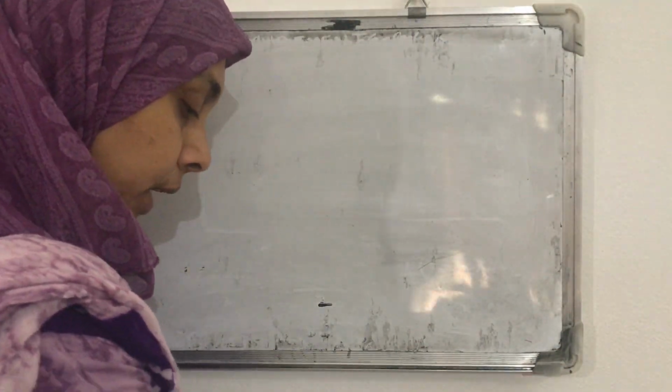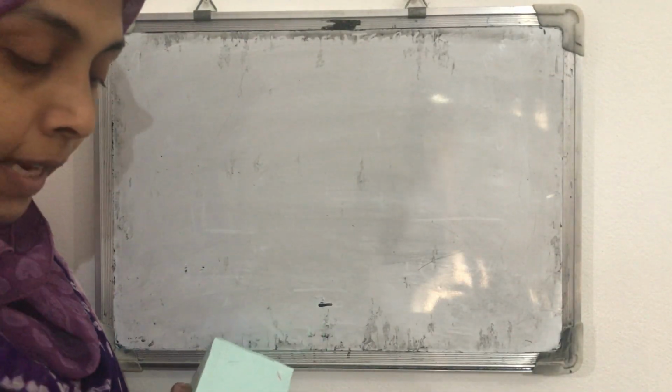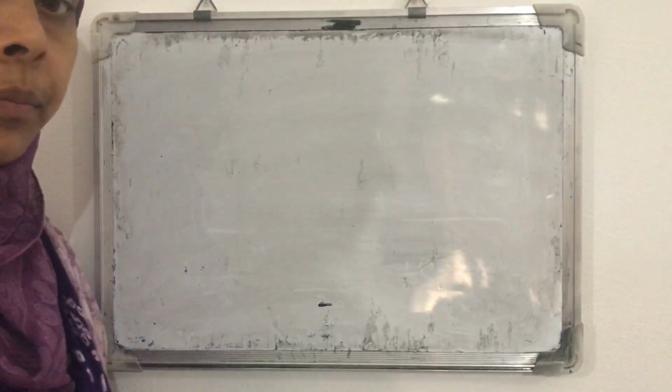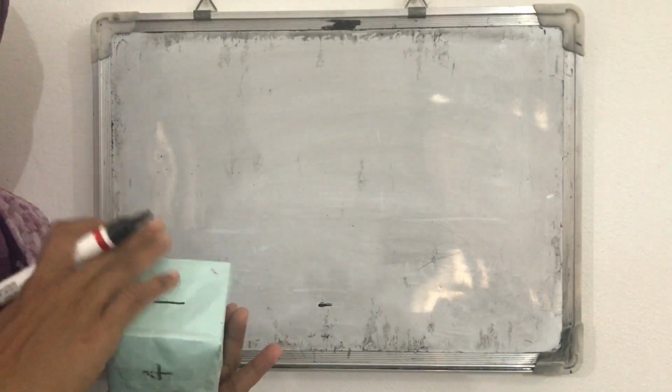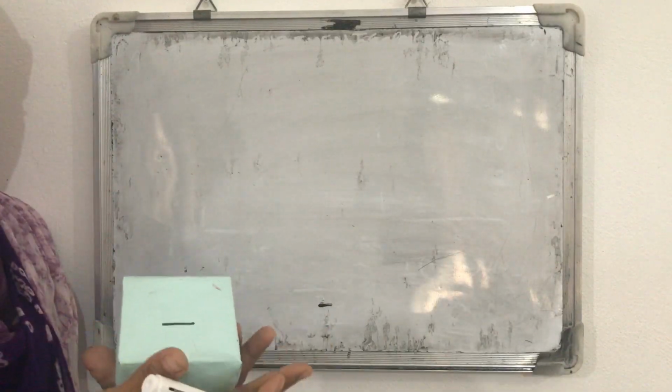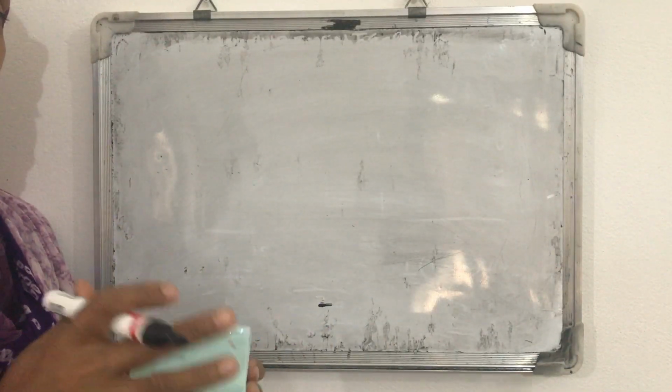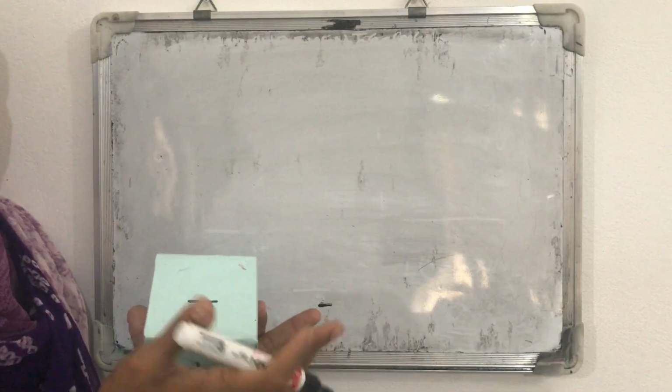Okay, now when we consider a cube, all of you know the sides of a cube will be which shape? Square shape. And how many total faces will be there for a cube? That also you know, 6 sides are there.